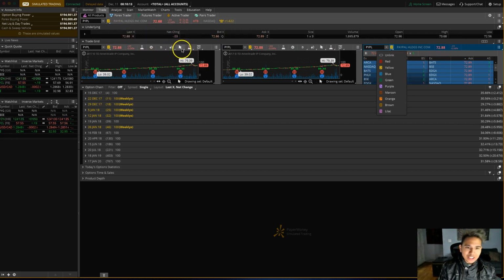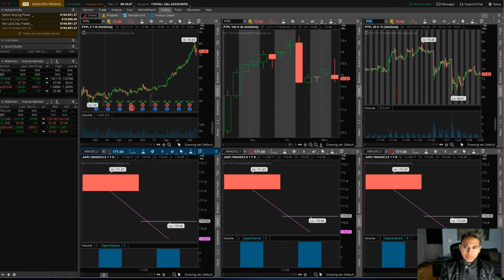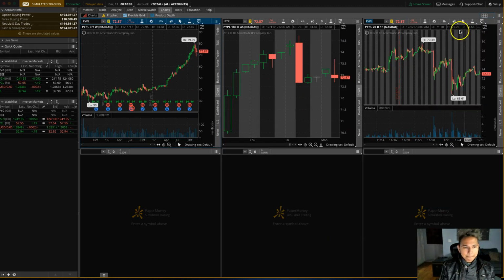So once I talked to them over the phone and asked why people love TOS for options so much, I actually got to play with it and set it up the way I wanted to. I actually fell in love with it. So without further ado, let's go to charts. The first thing I'm going to do to get the screen to look like this is click on this button right here and have six little square windows open.